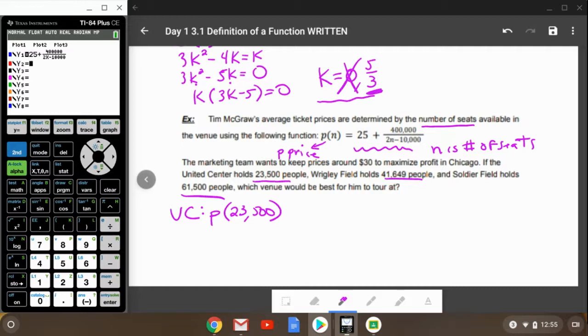Now, here's what's kind of cool. I want to find out what is the price that I would have to charge for the United Center if it holds 23,500 people based on this equation. So if I go to the main screen, second quit, right about the top there, I go to the blank screen, all right?